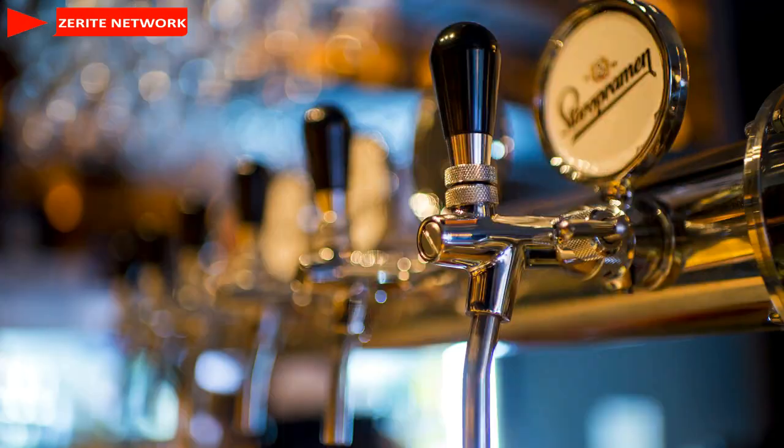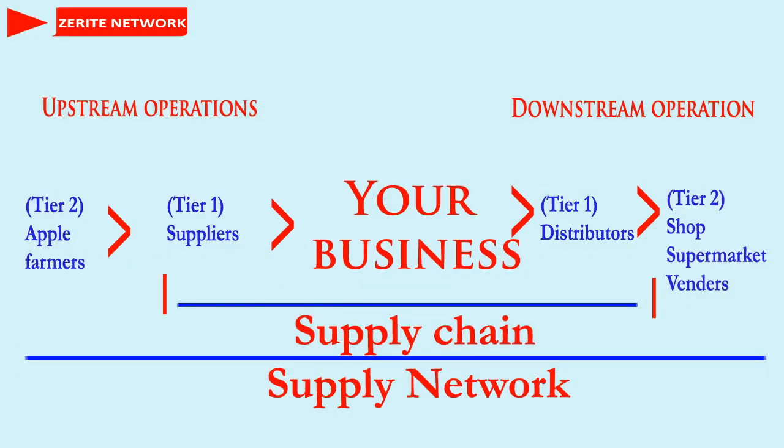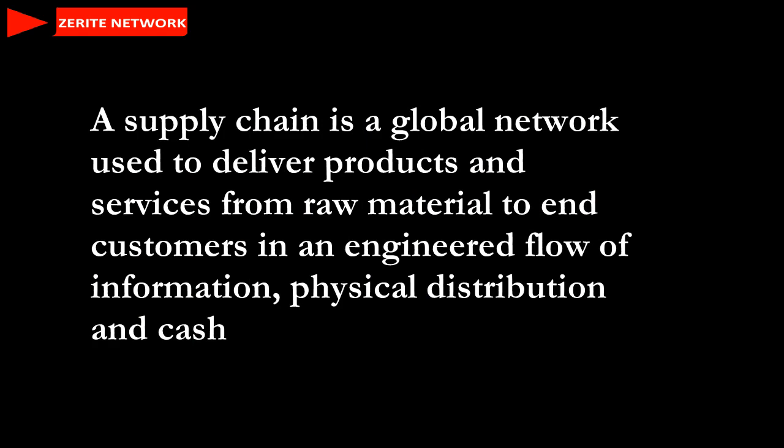Now let's assume that your business is also successful and so you have distributors buying from you and then they distribute to shops, supermarkets or vending machines. All of those, as far as your product is concerned, are customers. But they are not the same customers. The distributors who buy directly from you are tier 1 customers, and those who buy from them are tier 2 customers. Looking at this process, you have a supply network. Well, if you just focus on the parties you're dealing with, you have a supply chain. A supply chain is a global network used to deliver products and services from raw materials to end customers in an engineered flow of information, physical distribution, and cash.